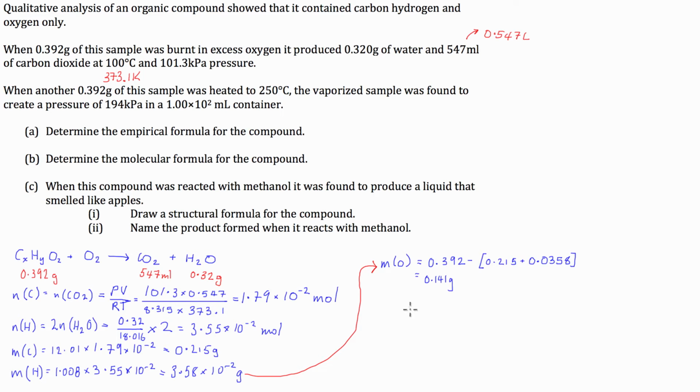Cool. So we can then work out the number of moles of oxygen pretty easily by going the mass of oxygen divided by the molar mass of oxygen, and that equals 8.84 times 10 to the negative 3 moles. Okie dokie.